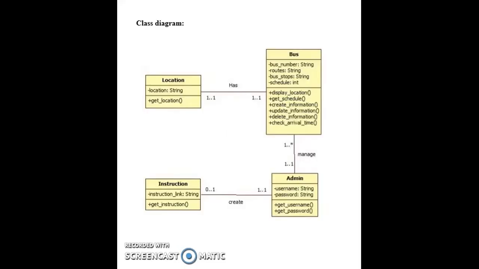This is our class diagram. There are 4 classes such as location, bus, admin and instruction. Since user doesn't need to register, we don't have any class for user.